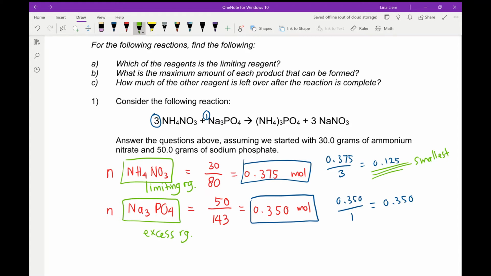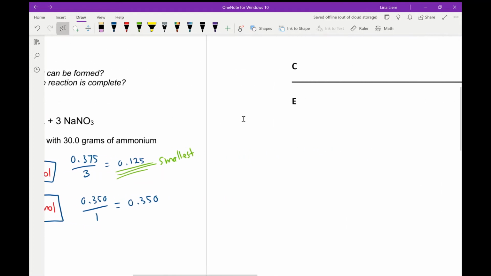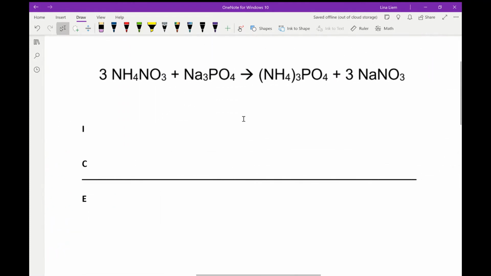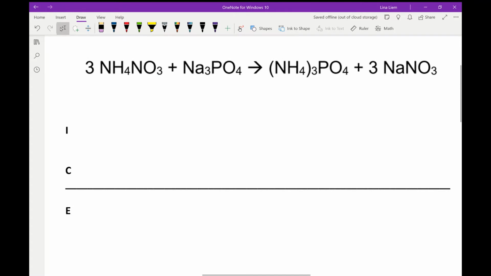Once we know which one is the limiting reagent, let's take the moles over to our ICE diagram. So the ICE stands for initial, change, and equilibrium, or the end. So initially we have 0.375 mole here, 0.350 mole of sodium phosphate, and none of the products because they haven't even reacted.